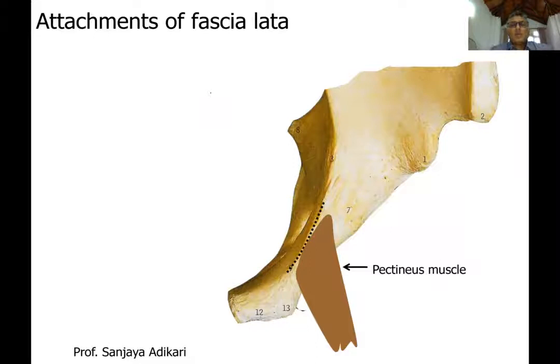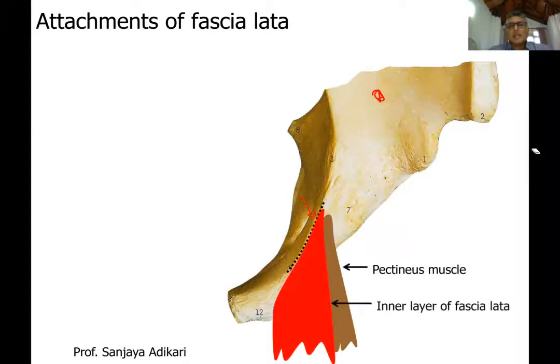Now, if you look at the arrangement of the two layers of fascia lata again, you can identify that this is the hip bone. Now this is the pectineal line. The black dotted line is the pectineal line. This is how the pectineus muscle is attached. Now the pectineus muscle is found in the anterior aspect of the thigh. This is how the pectineus muscle is attached, and this is how the inner layer of fascia lata is attached, which is actually attached to the pectineal line, which we just described.